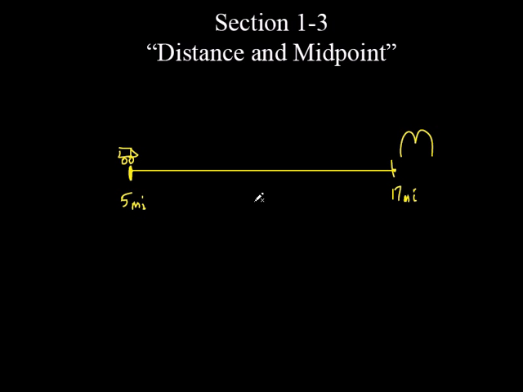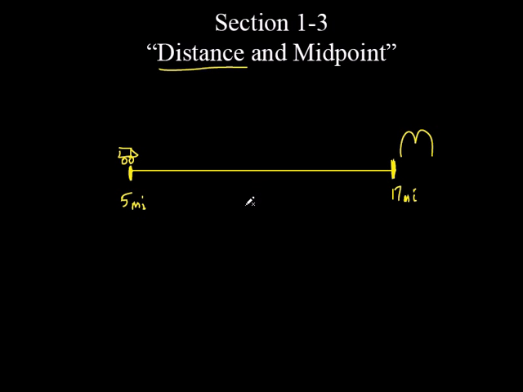But I want to give you the whole idea of how we got to it. So you're at the 5 mile marker and you need to get to the 17 mile marker to get to McDonald's. How far do you have to go? What is the distance that you have to travel in order to get to McDonald's?